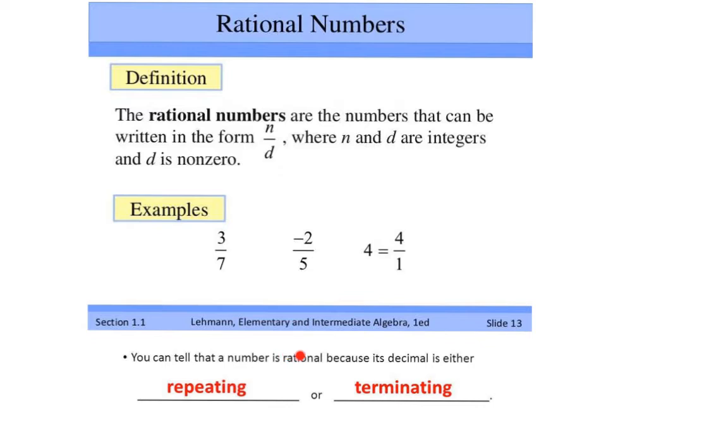You can tell that a number is rational looking at the decimal also. If the decimal is repeating or terminating, that means it's a rational number. Terminating means that it ends. It has an end. It doesn't keep going forever and ever. There's a definite end spot.